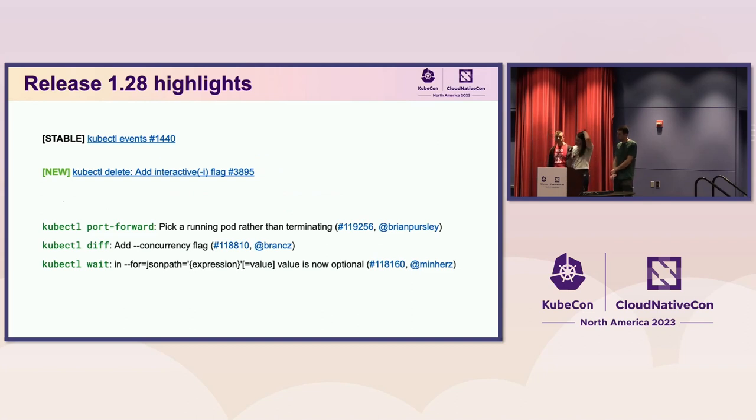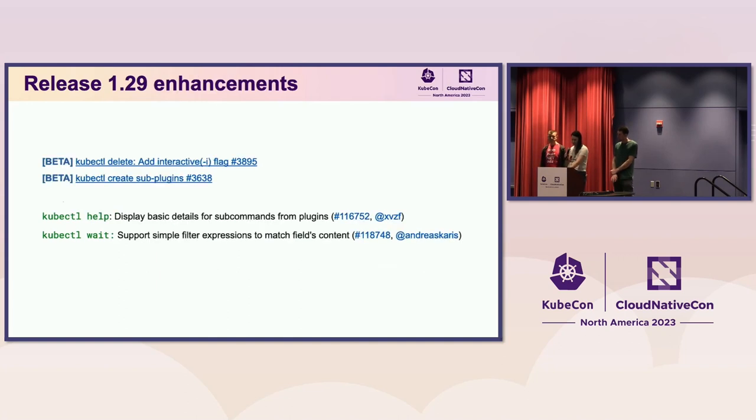1.28 had a couple of things come in. We had events, and then we had the interactive delete flag. If you've ever accidentally deleted everything in your cluster before, you might want to start using the interactive delete flag so that it'll ask you if you want to do this for real or not. Port forward before would just take whatever pod, which could sometimes result in a terminating pod being picked, so now we look for one that's actually running. Diff added the concurrency flag. And we also made wait a little bit easier to use by making the value at the end of the JSONPath expression optional.